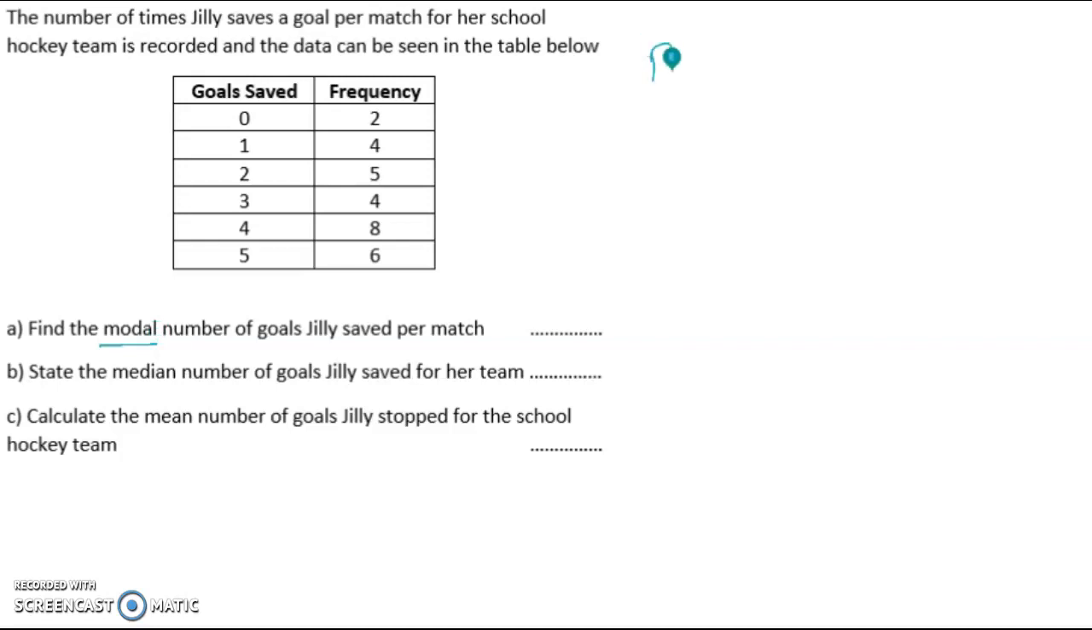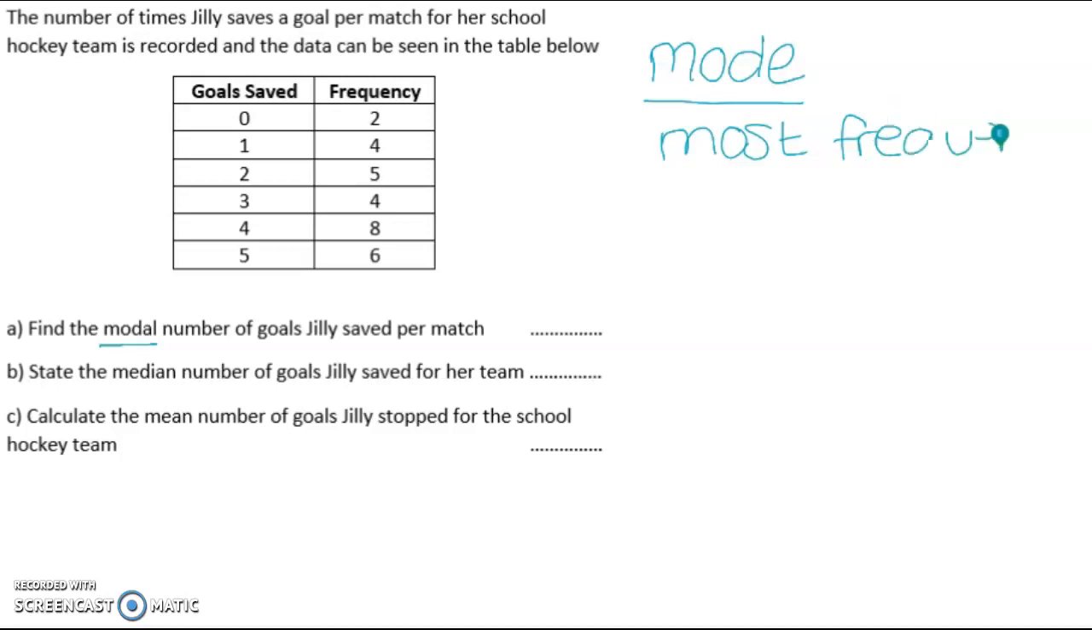To remind ourselves, the mode or the modal value is the one that is the most frequent. Looking at our data in the table, we can clearly see that our highest frequency, so our value that is most frequent, is 4 goals. The highest frequency on the table is 8. That means that Jilly saved 4 goals in a match on 8 different occasions.